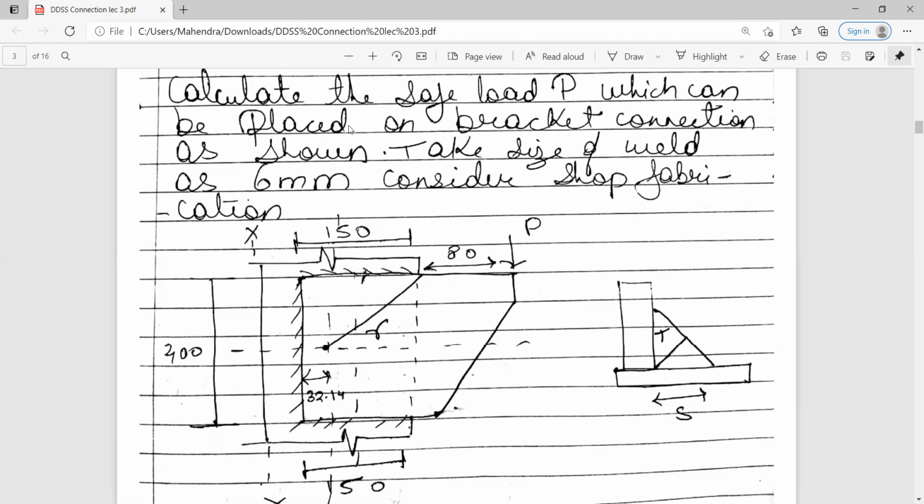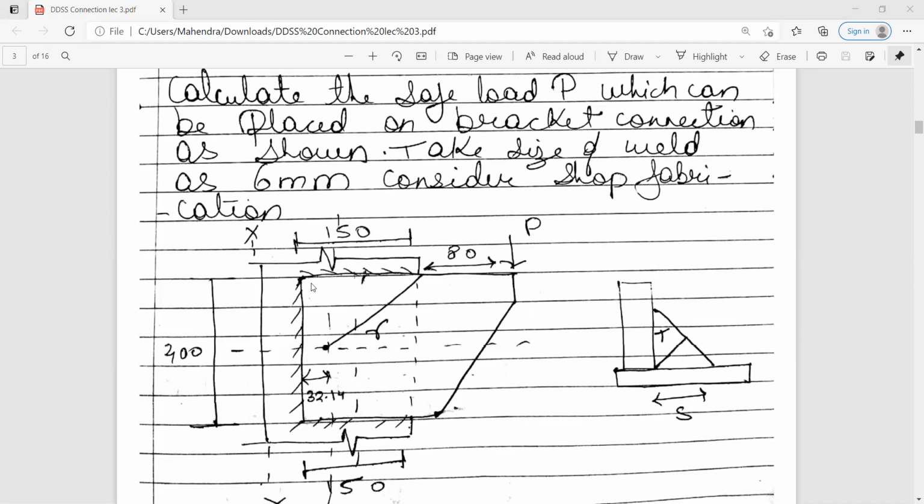It is unequal. That means the upper one is of the size 150 and the lower one you can see is of the size 50 only. So it is unequal. No, sorry, it is equal. Both are of the size 150 only. And here you can see this distance is your 80 and this distance is your 400. And this is nothing but the distance R.